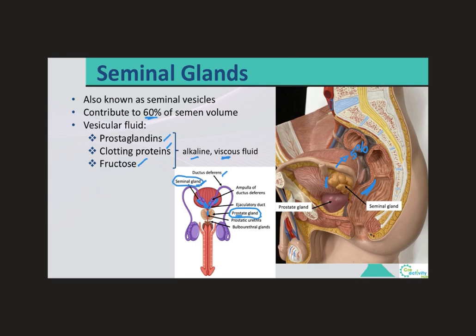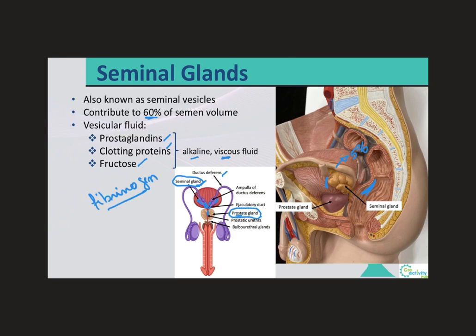Now, prostaglandins have two functions. They facilitate sperm transport within the female reproductive tract by inducing peristaltic contractions, and they also induce sperm motility. With regards to clotting proteins, we have the presence of fibrinogen, which facilitates seminal clotting after ejaculation.